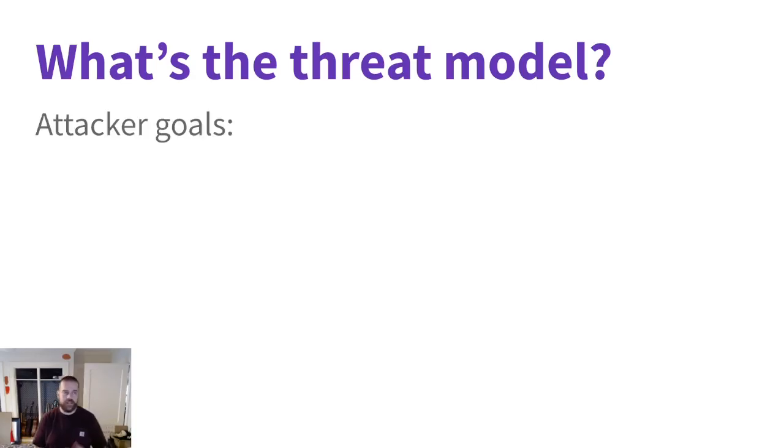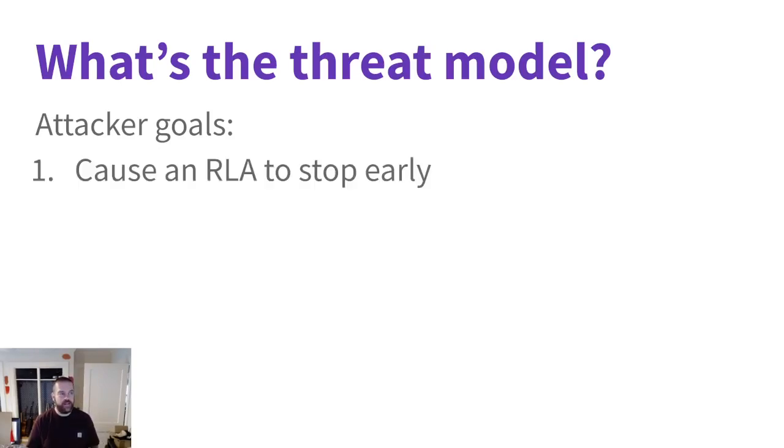In the paper, I discussed two main goals that the attacker has. The first one I call a major goal, which is to cause the RLA to stop early. So if you imagine that an attacker has corrupted an election outcome, and they know that an RLA is going to be performed, what they want to do is cause the RLA to confirm the outcome erroneously, right? And in RLAs, the way that works is that the RLA terminates before it has looked at enough ballots to determine that the outcome was incorrect. So that's the major goal.